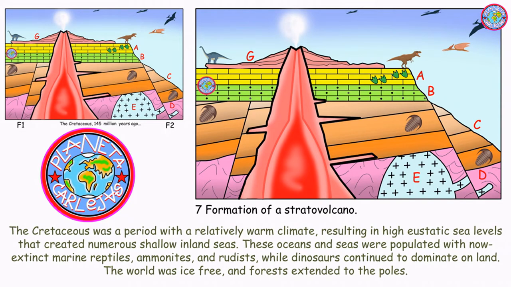Seventh, formation of a stratovolcano. The Cretaceous was a period with a relatively warm climate, resulting in high eustatic sea levels that created numerous shallow island seas. These oceans and seas were populated with now extinct marine reptiles, ammonites and rudists, while dinosaurs continued to dominate on land. The world was ice-free, and forests extended to the poles.